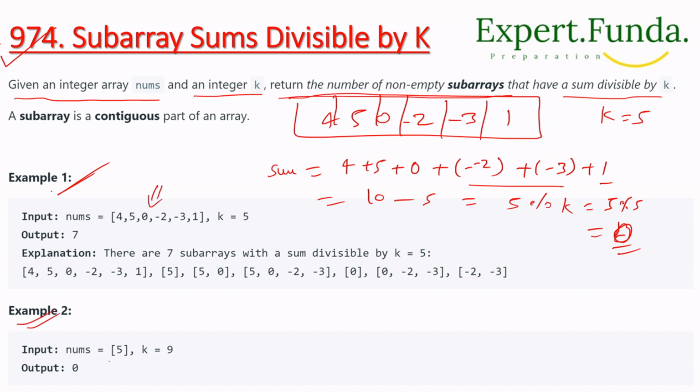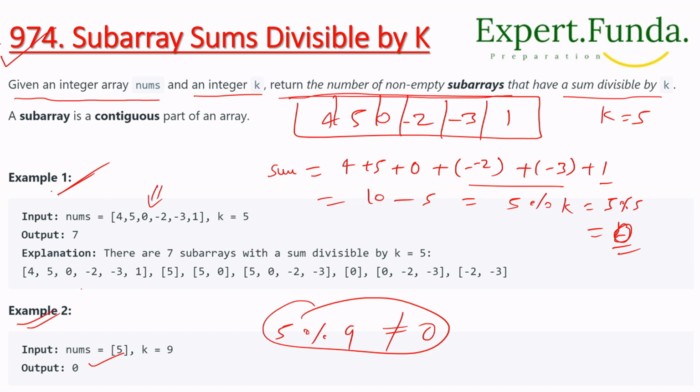Next, think about example 2. We have only 5 as the element, and if we do the modulus, it will not come to 0. It is not divisible. So there is no subarray, and the number of subarrays divisible by k is not there, so that's why it is 0.